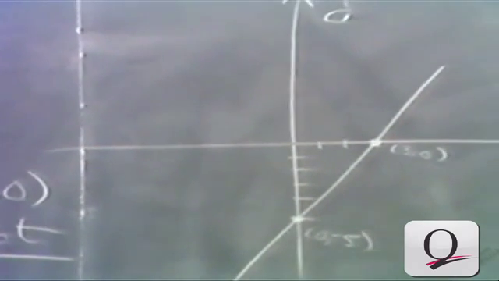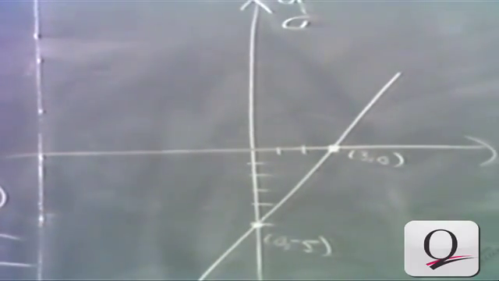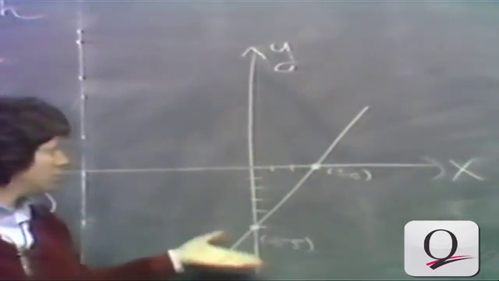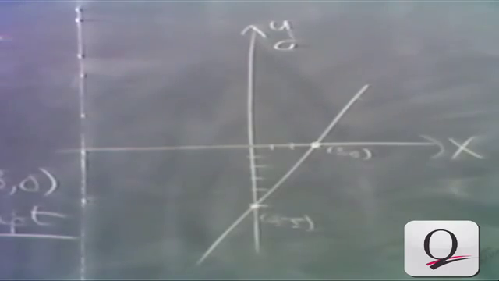And here we have the sketch of the graph of this line. The x-intercept is plus 3. The y-intercept crosses the y-axis at minus 5.